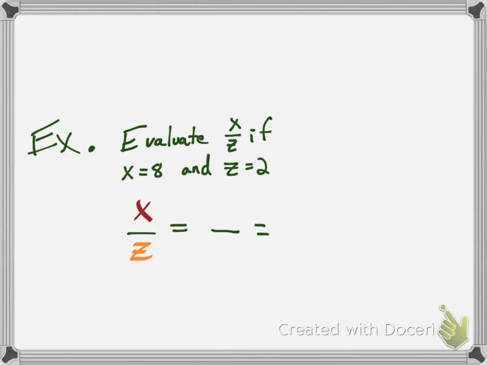Let's do another one. Evaluate x over z if x is 8 and z is 2. So x is 8 and z is 2. 8 divided by 2 is 4. And that's pretty much it.